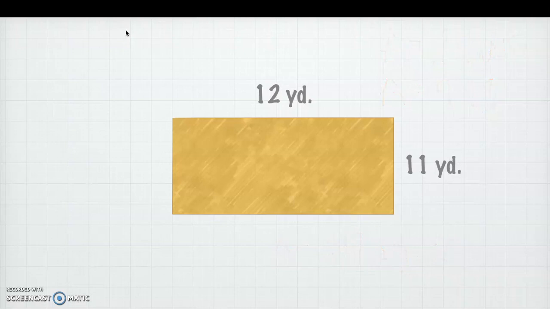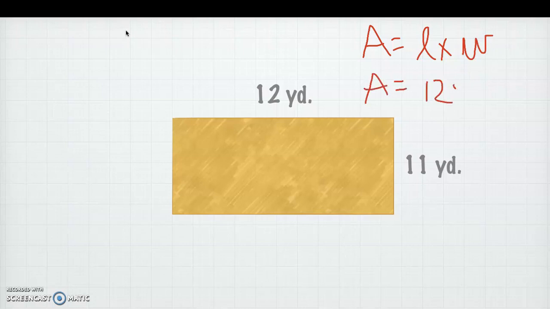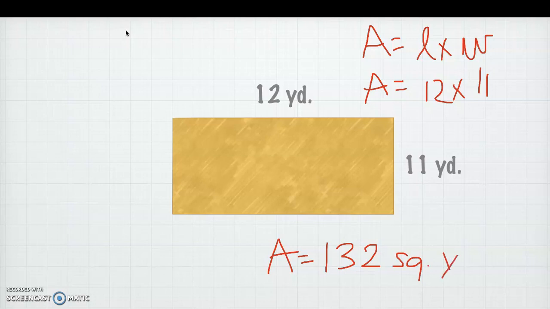Moving on to another example, we have a rectangle with a length of 12 yards and a width of 11 yards. So first off, write down the formula of the area of a rectangle. A equals length times width. We know that the length of that certain rectangle is 12. The width of the rectangle is 11. So we have two numbers, 12 times 11, class. Very good. So A equals 132 square yards.